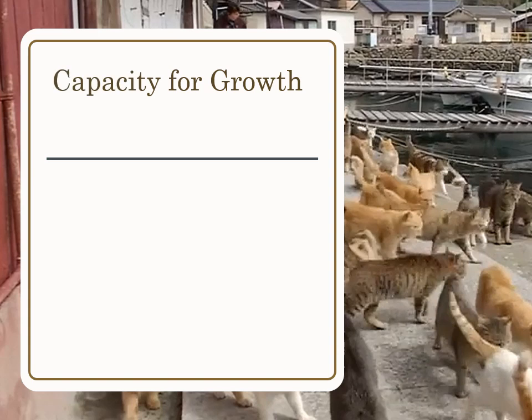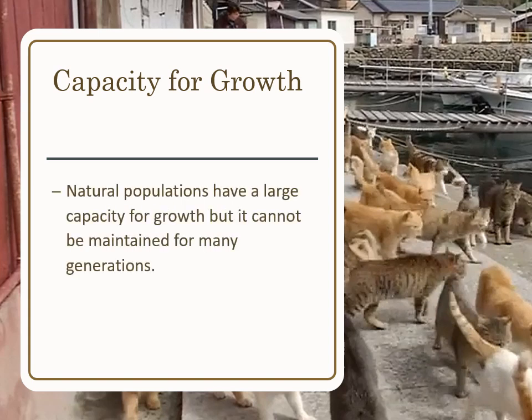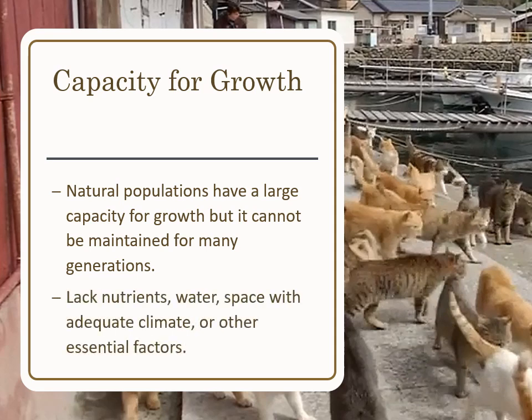So the take-home message from this is that populations have a large capacity for growth, that they can do this in a short period of time if they have the right conditions, but they certainly cannot carry this on for many generations because of other limitations to the population size. The picture in the background on this slide is Cat Island in Japan, where there are a few of these with huge cat populations. There's also a Rabbit Island in Japan as well.